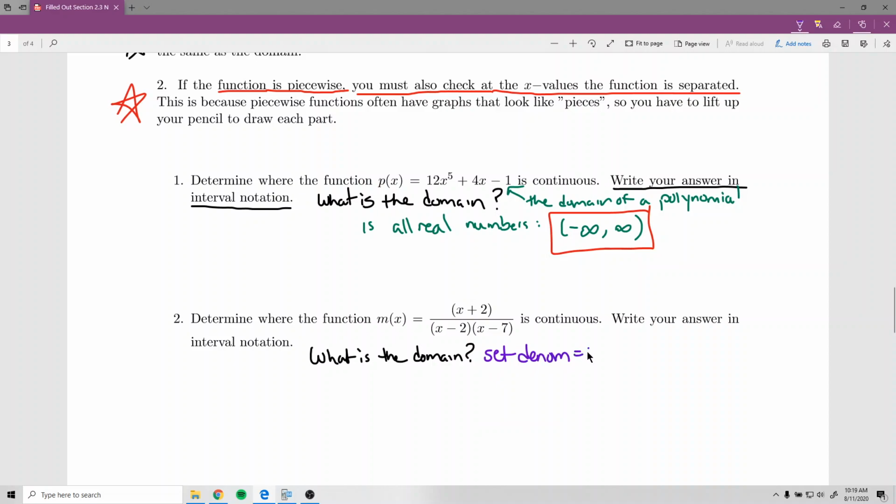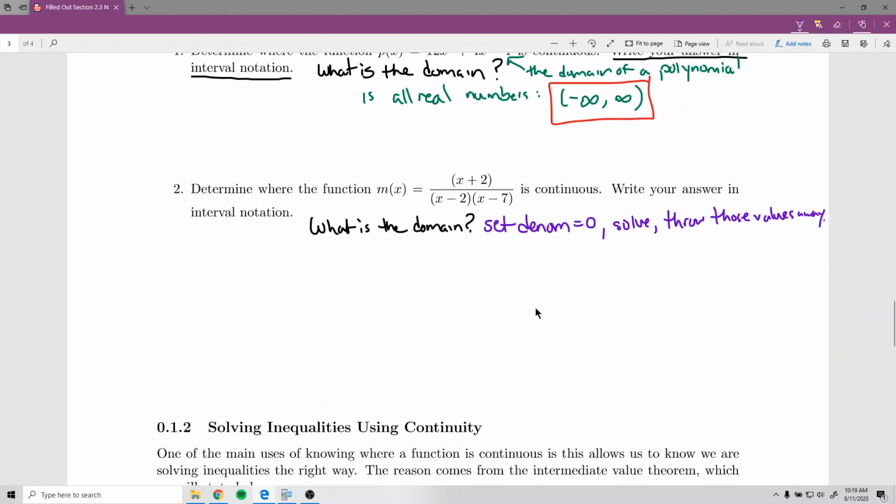So we set the denominator equal to 0, we solve it, and then we throw those values away. We use all the rest. So let's go ahead and do that. Let's set this denominator equal to 0. We got x minus 2 times x minus 7 equals 0. It's already factored for us, which is very nice. We can set each part equal to 0 and then solve each one. The one on the left we get x equals 2, and the one on the right, we get x equals 7.